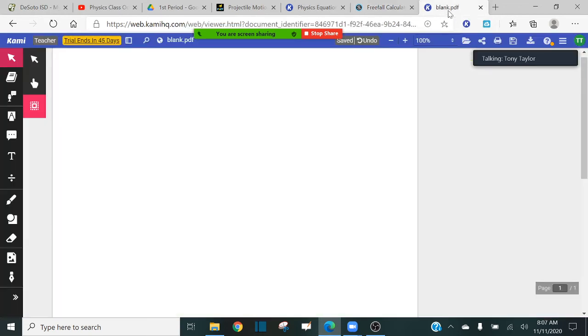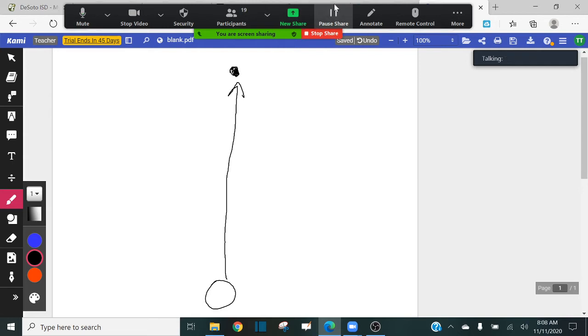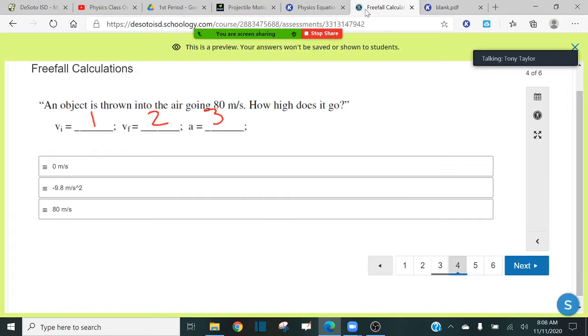Okay, so guys, we have an object here that's being thrown, and it goes straight up into the air, and obviously here it comes to a stop. Now the problem doesn't tell us that it came back down, so for right now we're just focusing on what's happening from here to here, because it's going into the air. Okay. Now we have to put the things in order: the initial velocity, the final velocity, and the acceleration.